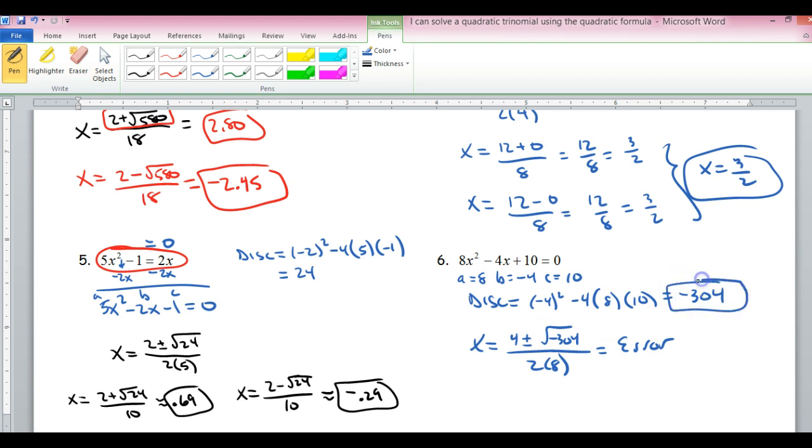So anytime your discriminant is equal to a negative number, automatically you don't even have to go to the quadratic formula. All I have to do is put no solution, because there will not be any solutions to the equation. So that is your answer. There's no values of x that will make the equation true.